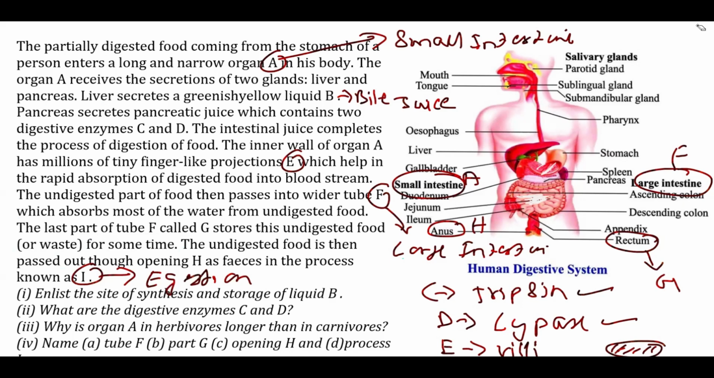Well, I think we have answered most of it. Enlist the site of synthesis and storage of B. Where is B? B is bile juice. And bile juice is secreted by the liver, but it is temporarily stored in the gallbladder. This green thing that you can see, over here is the gallbladder, right? So it is temporarily stored in the gallbladder before it is released to the small intestine.